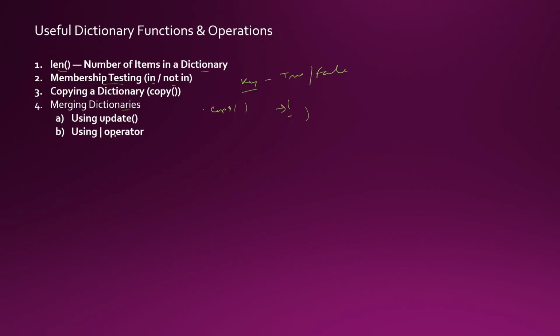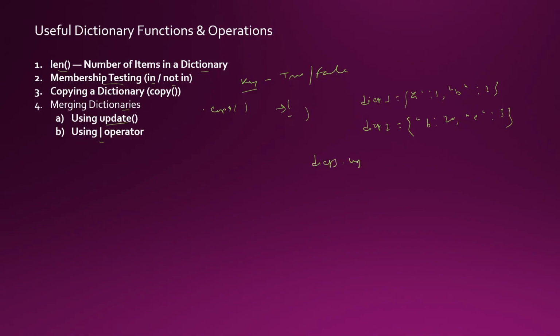Next is merging dictionaries. We can merge our dictionaries using two options. One is update, one is the pipe operator. Using update, what happens? Existing keys get updated, and new keys get inserted when we merge two dictionaries. For example, if dict1 has A as 1, B as 2, and dict2 has B as 20, C as 3.